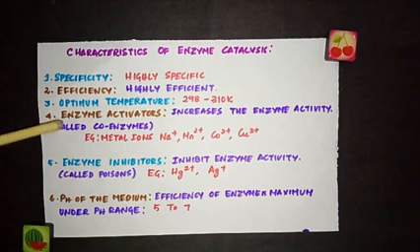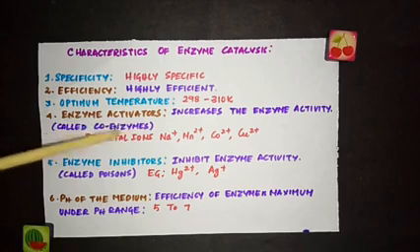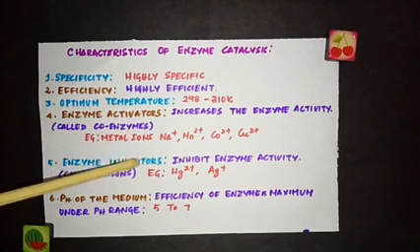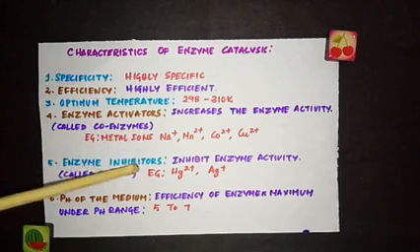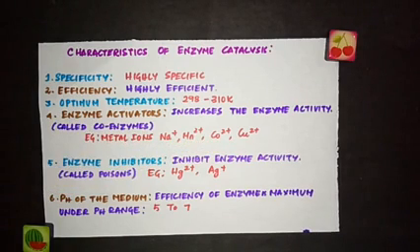Enzyme activators. Enzyme activators are certain substances which increase the enzyme activity. Just like we use promoters in the case of catalysts, these enzyme activators are substances which enhance the activity of an enzyme. They are also called coenzymes. For example, metal ions like Na+, Mn2+, Co2+ and Cu2+ can act as enzyme activators.